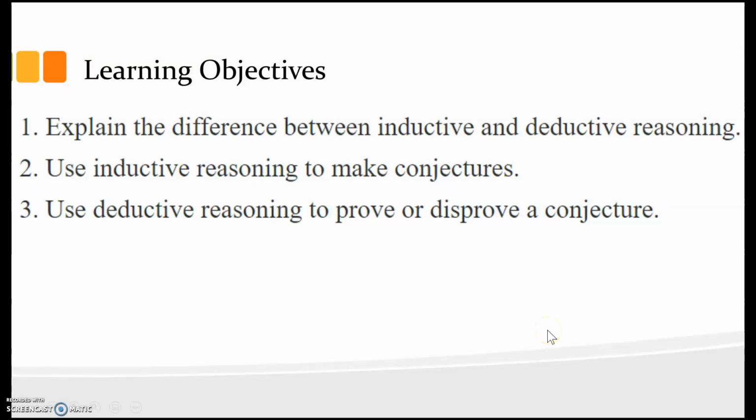There we go. All right, so learning objectives. We're going to explain the difference between inductive and deductive reasoning, use inductive reasoning to make conjectures, and use deductive reasoning to prove or disprove a conjecture.